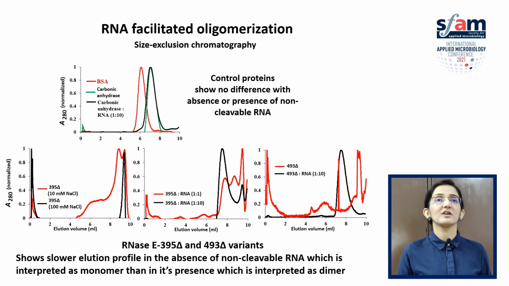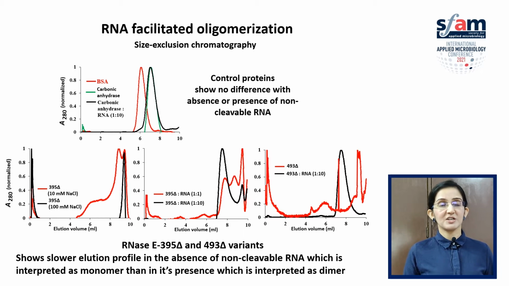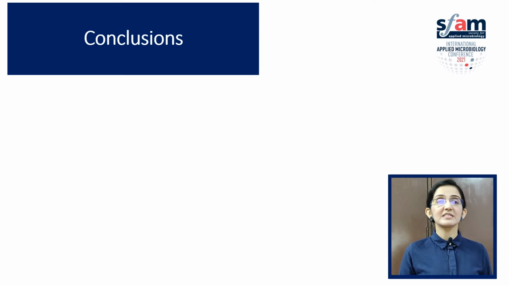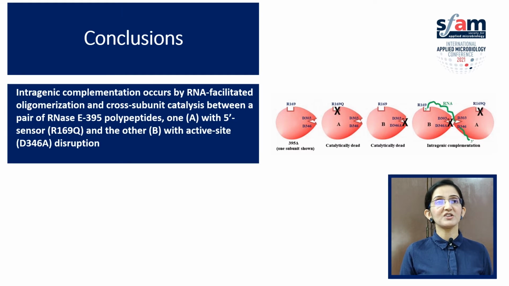Conclusion from this part of the work is that intragenic complementation occurs by RNA-facilitated oligomerization and cross-subunit catalysis between a pair of RNase 395 delta polypeptides. This elucidation of the structure and catalytic property of RNase is important for the development of effective antimicrobials targeting RNase, which emphasizes it as a potential target in drug discovery and antibiotic resistance studies.